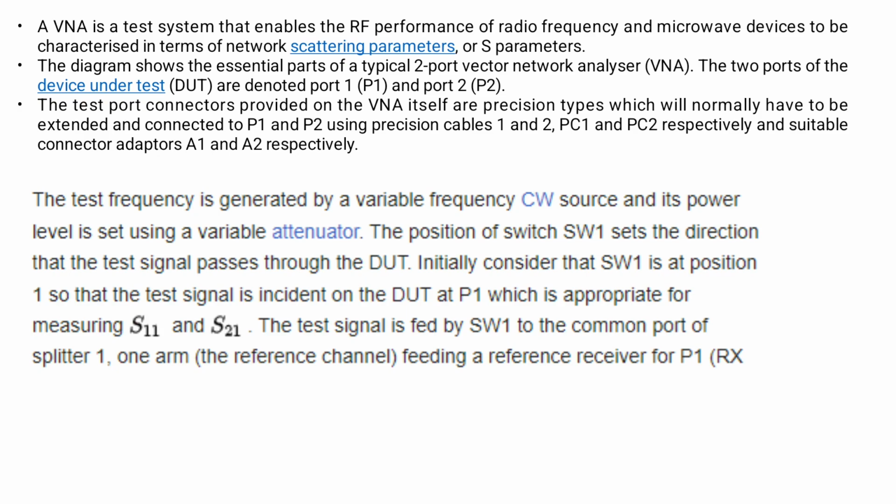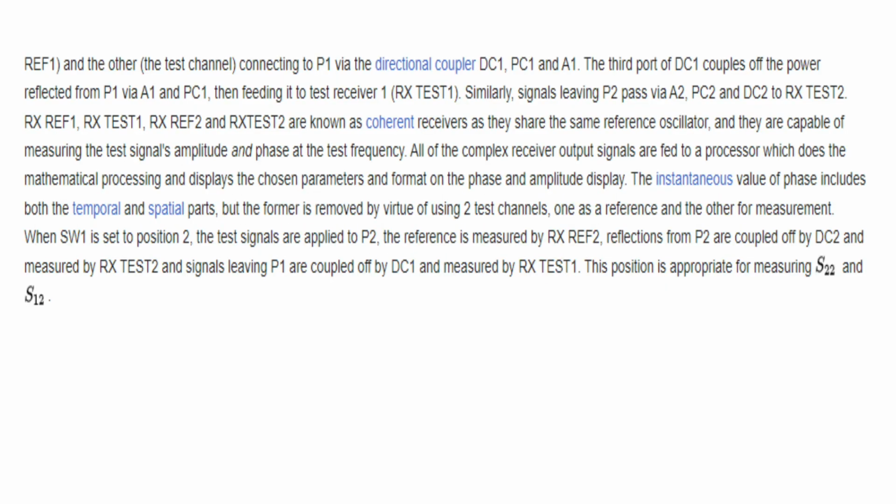The test signal is fed by SW1 to the common port of splitter 1, and one arm, the reference channel, feeds a reference receiver for P1, receiver reference 1. The other arm connects to P1 via the directional coupler DC1, PC1 and A1. The third port of DC1 couples off the power reflected from P1 via A1 and PC1, then feeds it to test receiver 1. Similarly, signals leaving P2 pass via A2, PC2 and TC2 to receiver test 2.